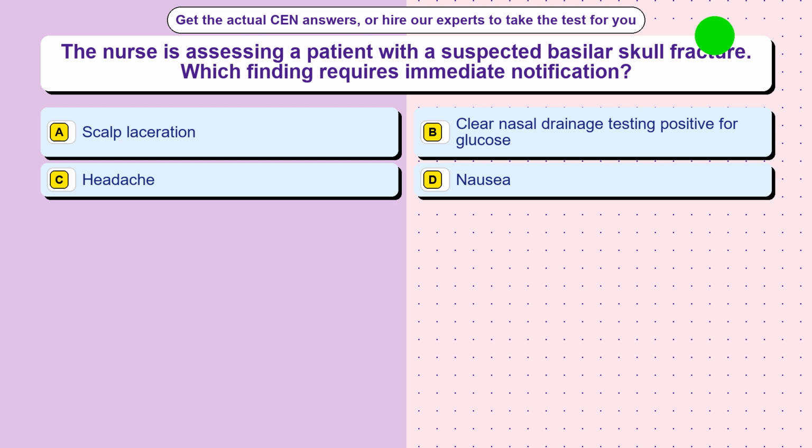Question 38. The nurse is assessing a patient with a suspected basilar skull fracture. Which finding requires immediate notification? Option A, scalp laceration. Option B, clear nasal drainage testing positive for glucose. Option C, headache. Option D, nausea.